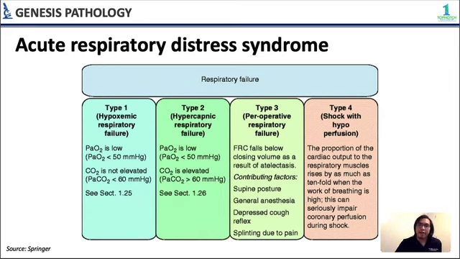Type 1, hypoxemic. Wala kang oxygen. Type 2, hypercapnic. Madami kang carbon dioxide. Type 3, associated with operations or peri-operative respiratory failure. Yung mga atelectasis natin. Type 4, associated with shock. Okay? Shock. Bakit? Your diaphragm will be hypoperfused, then hindi tayo makahinga.